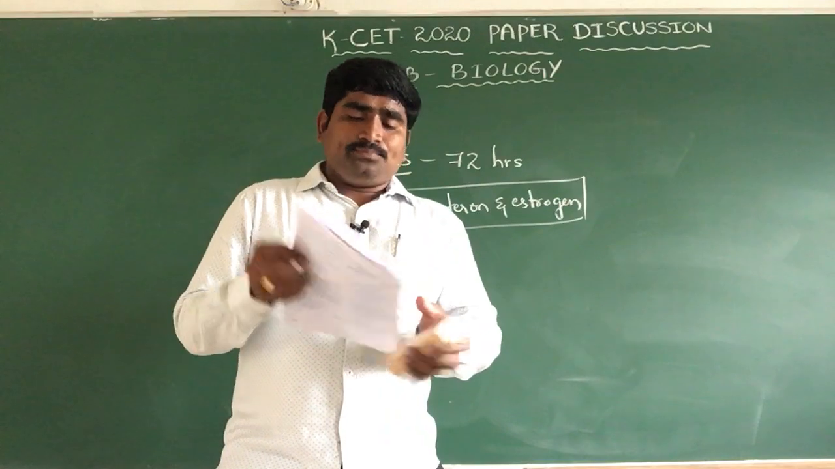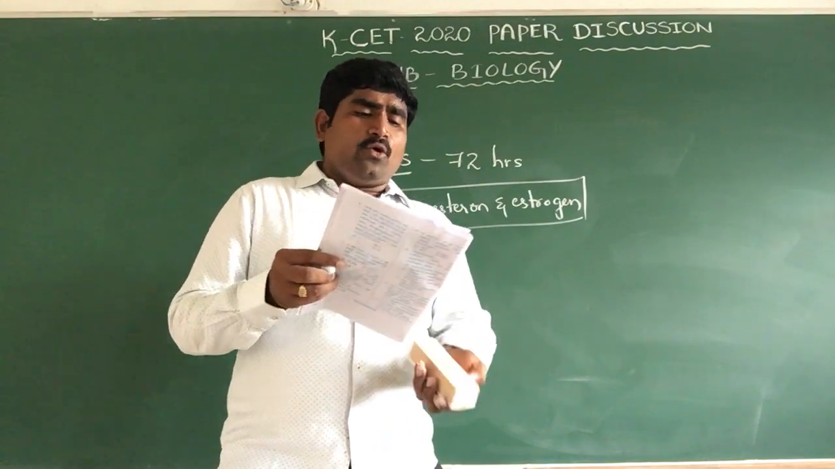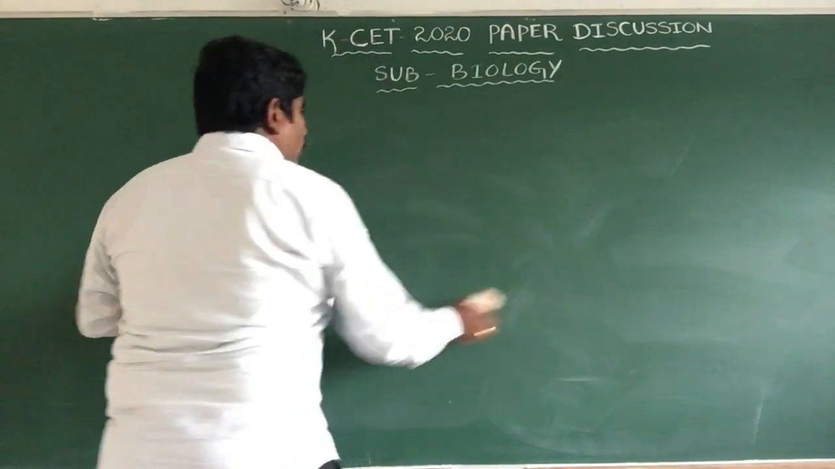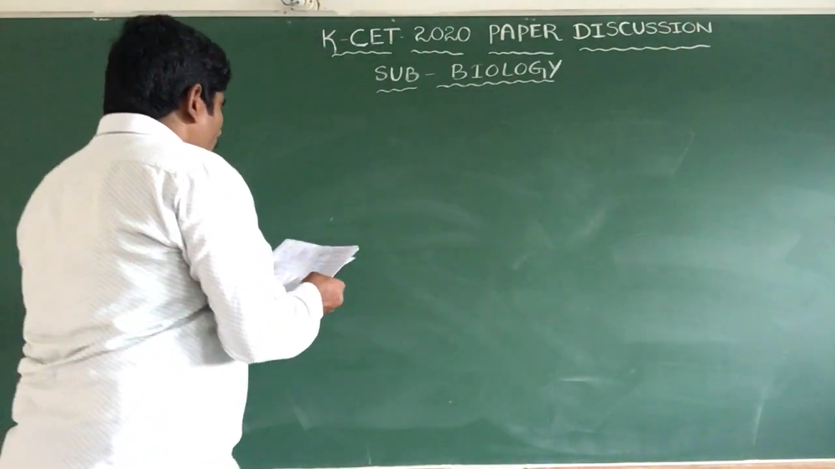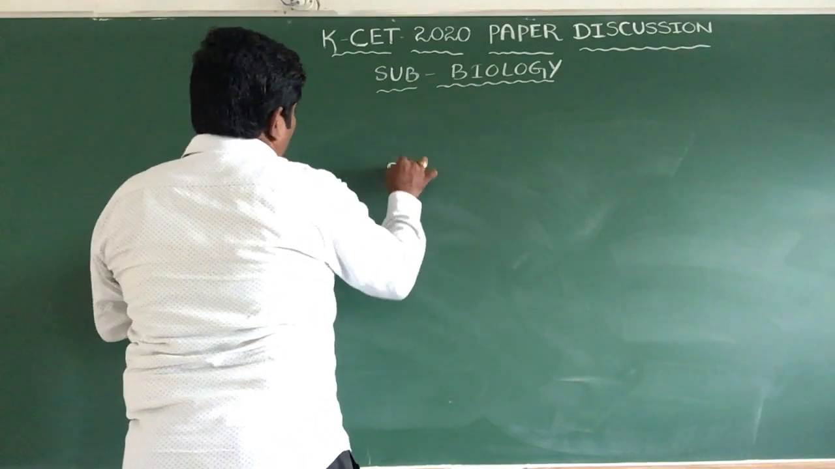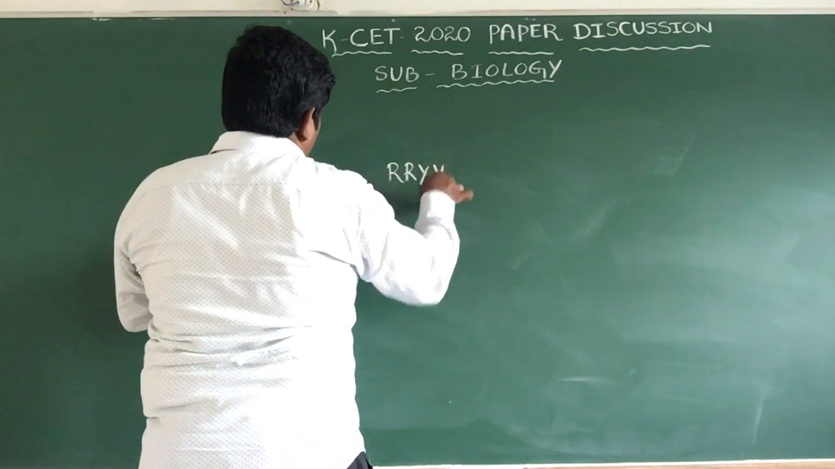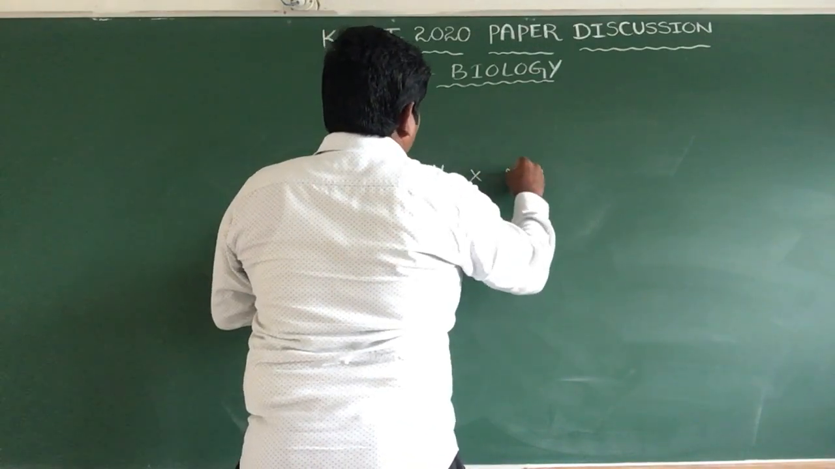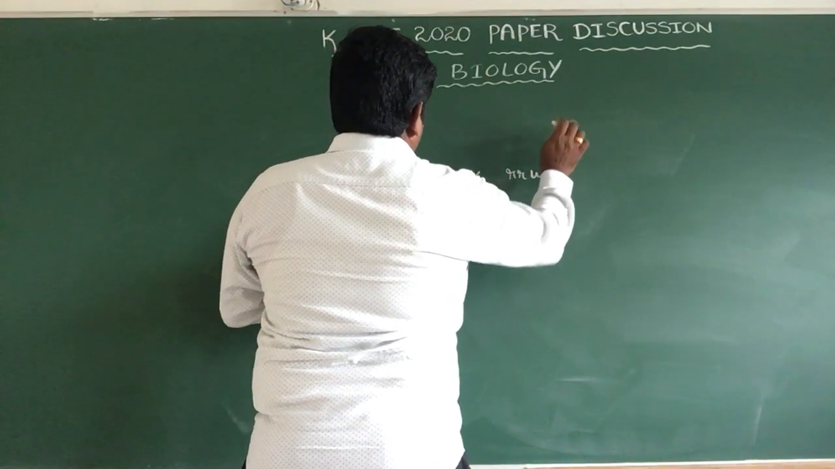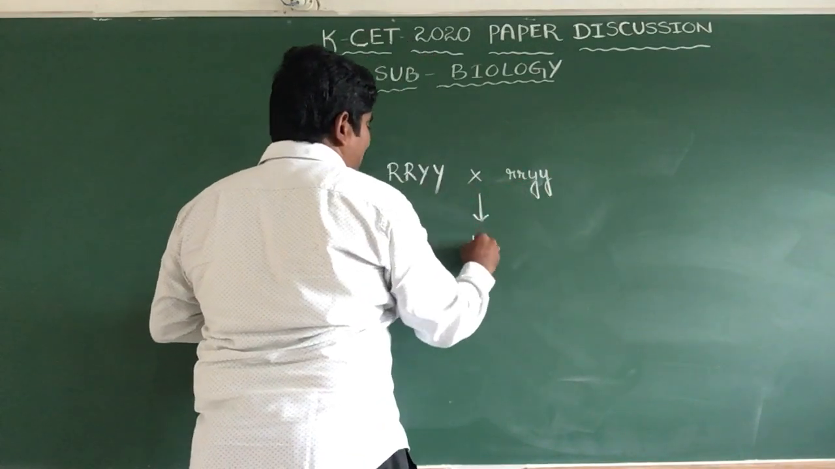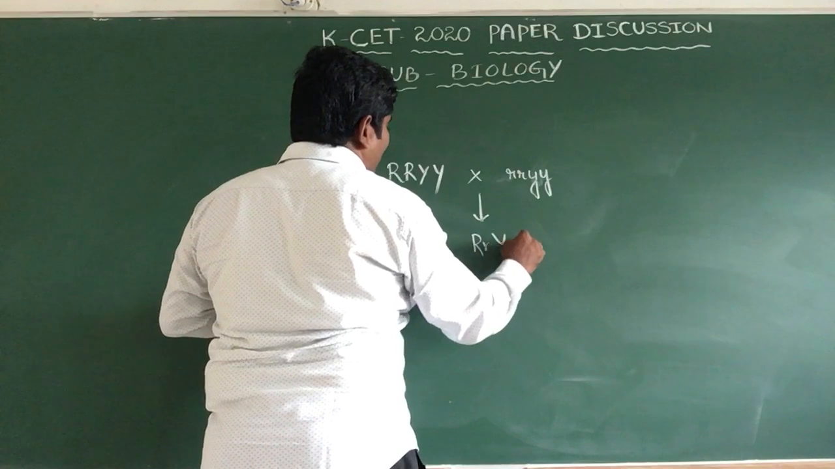Next one is pure breeding. A pure breeding pea plant with round yellow seeds, that means capital R, capital Y, is crossed with a green wrinkled plant. Then in the F1 generation what will happen? Capital R, small r, capital Y, small y will form.